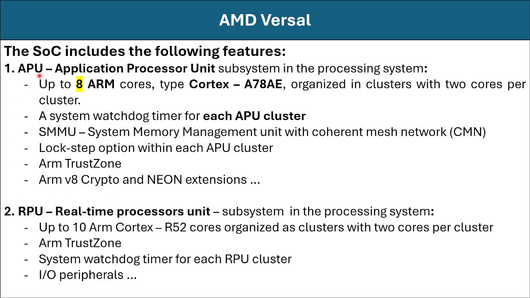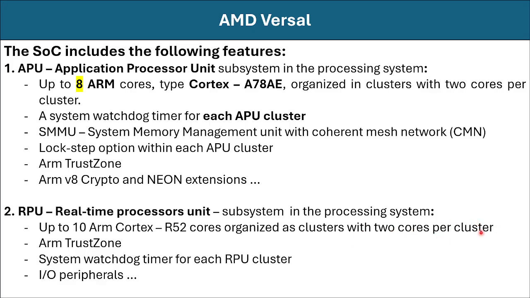Also, beside the APU, inside the processing system, there is the RPU. It's a real-time processor unit. Maybe this is a mistake. It's a real-time processor, yeah, and probably there are multiples of them. It's a subsystem in the processing system. There are up to 10 ARM Cortex R52 cores organized as clusters with 2 cores per cluster.